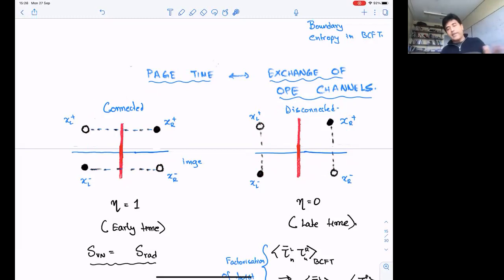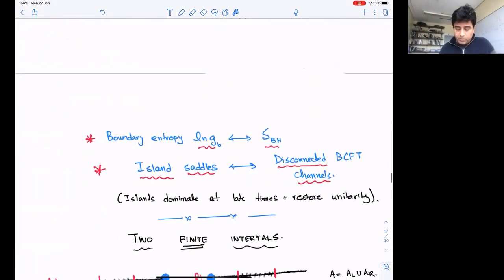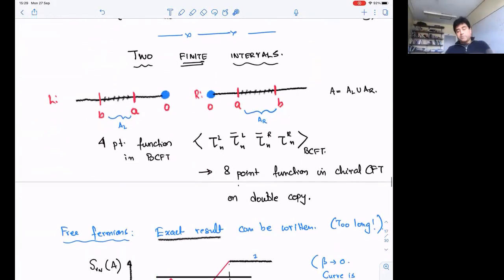This is typically the case for any generic state that you might prepare the system in. The late time equilibration of Hawking radiation entropy, or the von Neumann entropy of Hawking radiation, is achieved by the island saddles. And in CFT language, that's achieved by the disconnected contribution to OPE channels. However, this is not always the case. And here is a very simple example where this does not occur. In fact, something more complicated and more interesting occurs.